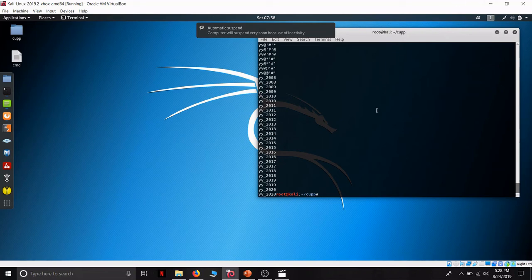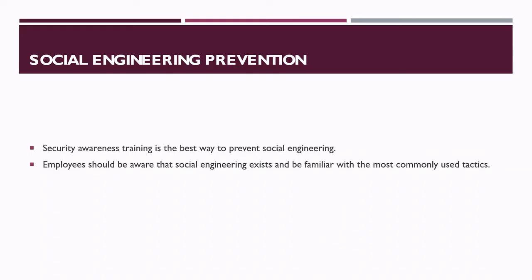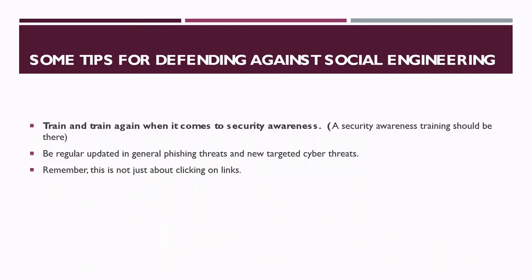This is the way to get social engineering prevention. Security awareness training is the best way to prevent social engineering, and employees should be aware of the most common techniques of social engineering. They should be familiar with all common techniques. Some tips for defending against social engineering: you have to train and train again when it comes to security awareness.